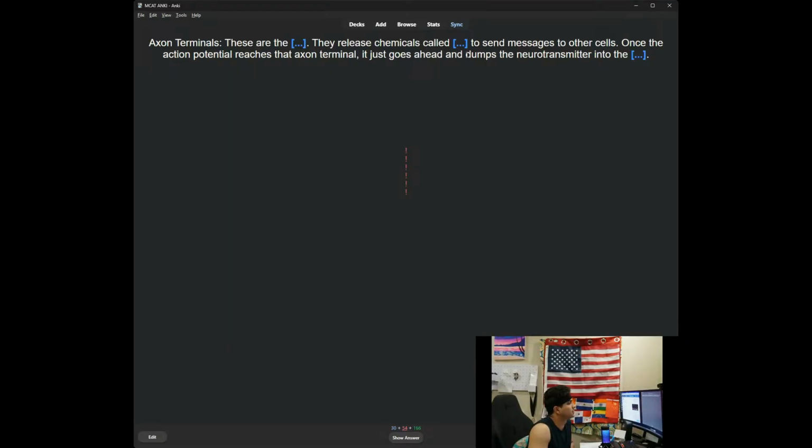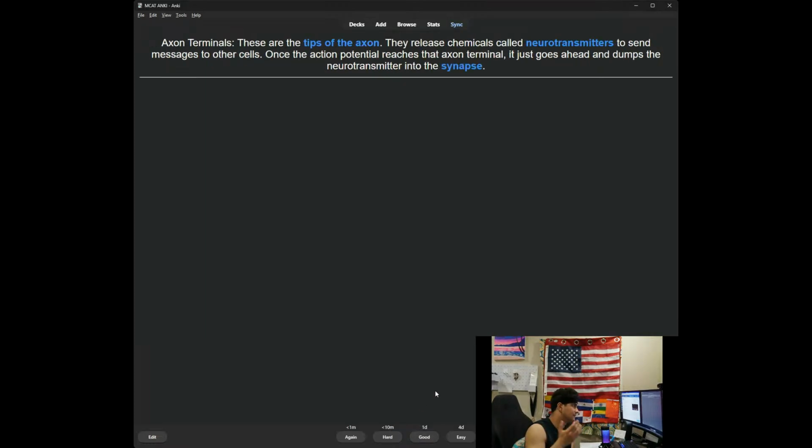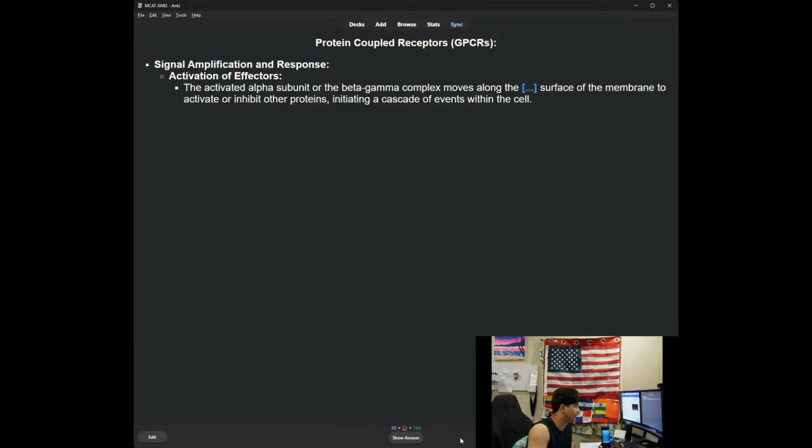So it goes synaptic vesicles, which contain neurotransmitters, and they dump the transmitter into the postsynaptic cleft. What is it called? Cleft area? Cleft cavity? Synapse. It's called a synapse.